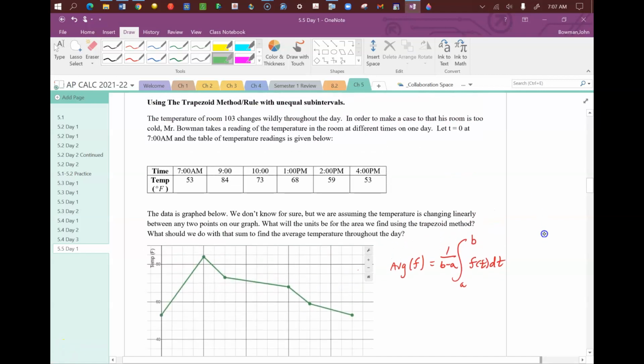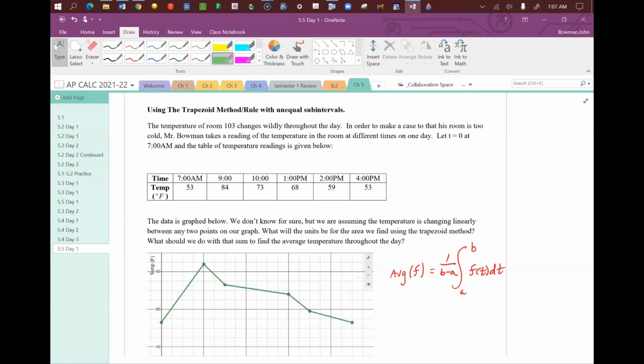So in our table up above, we're going to use t as our variable on our horizontal axis. We'll call 7 a.m. t equals 0. So 9 a.m. would be t equals 2, 10 a.m. would be t equals 3, and 1 p.m. would be 3 hours later, so that would be t equals 6, and an hour after that, t equals 7, and 2 hours after that, t is equal to 9.